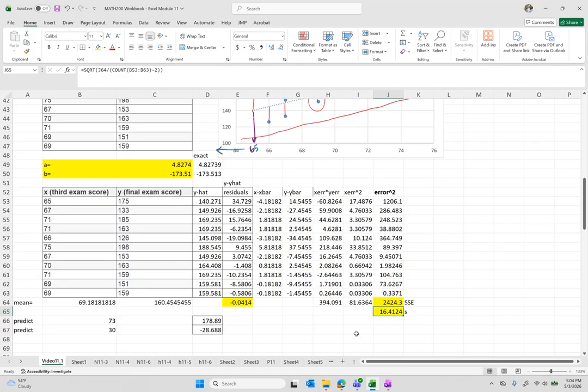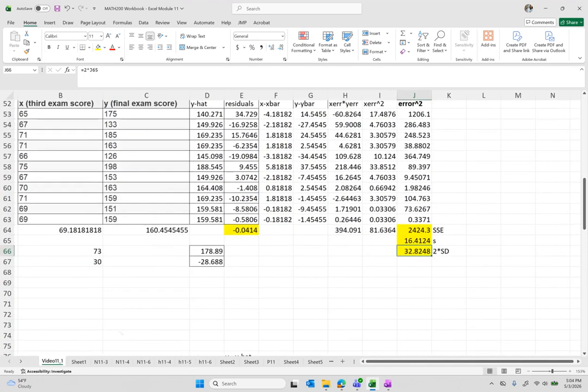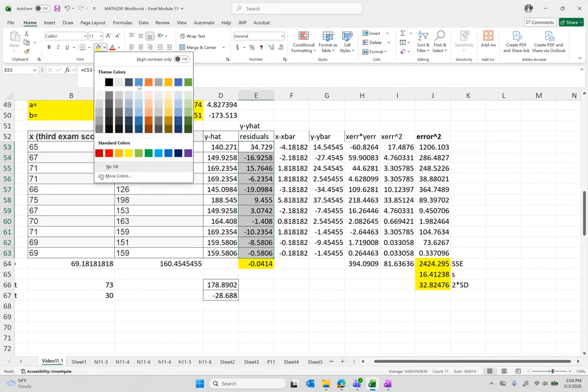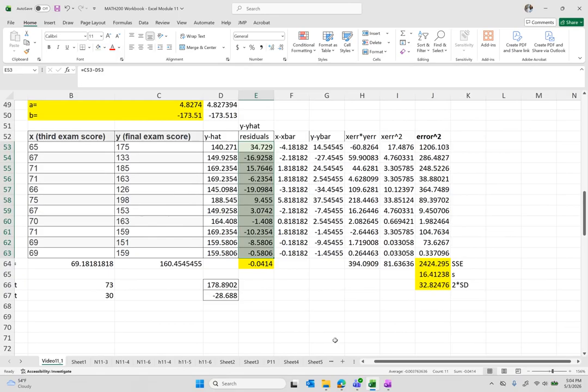Let's highlight it so that we can see it. And then to find outliers, I need double the standard deviation. So that will equal 2 times the standard deviation that I found. And that two standard deviation quantity happens to be 32.8248. And when I look here at these residuals, I want to see if I can find any of those residuals that is greater than 32.8 or less than negative 32.8.